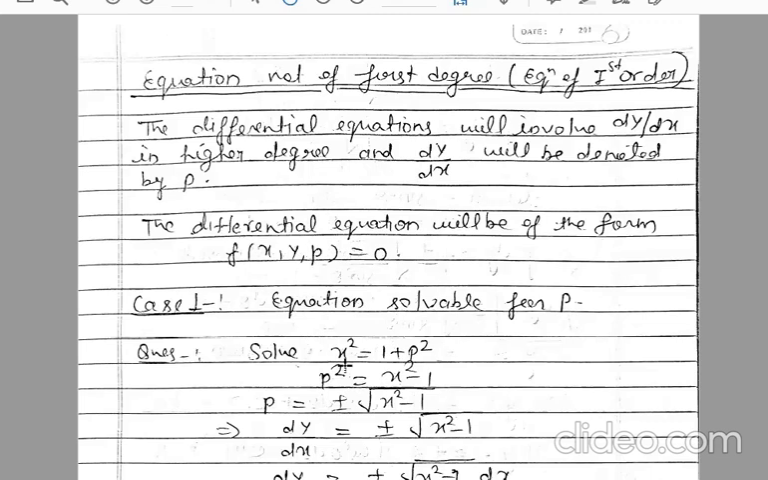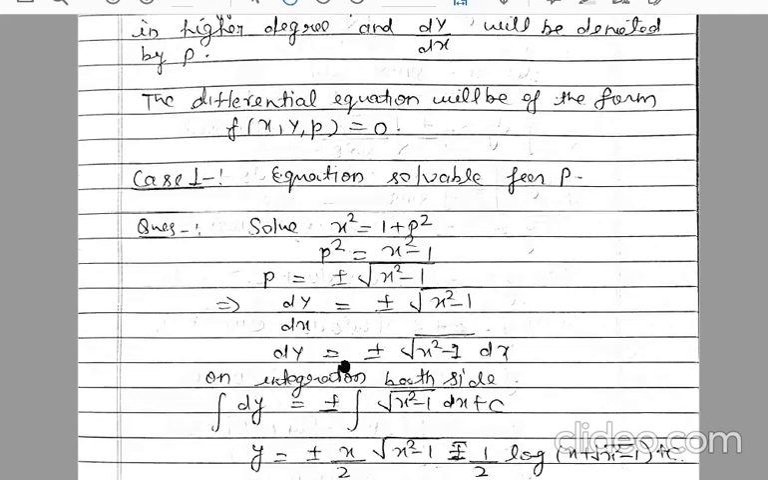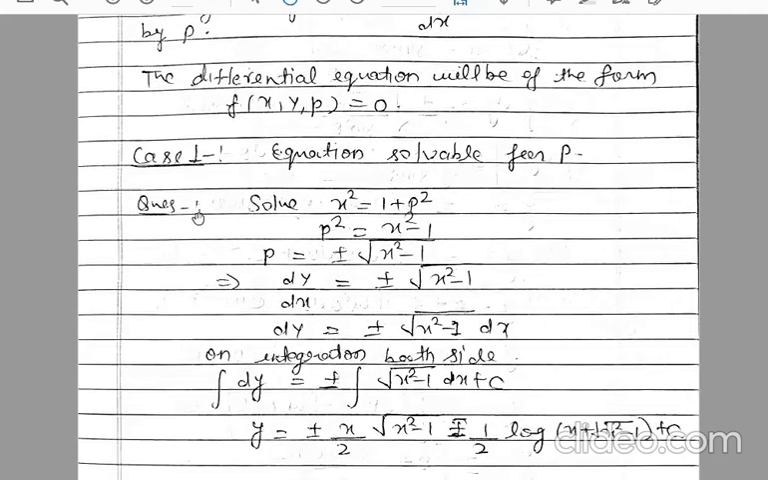Now there are three cases here. So case 1 is equation solvable for p. So there is an example: solve x square is equal to 1 plus p square. You can see there is a single p here. If single p here, then we can apply case 1. So first of all, find the value of p from here.